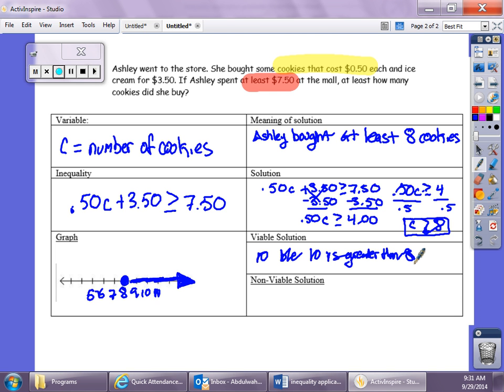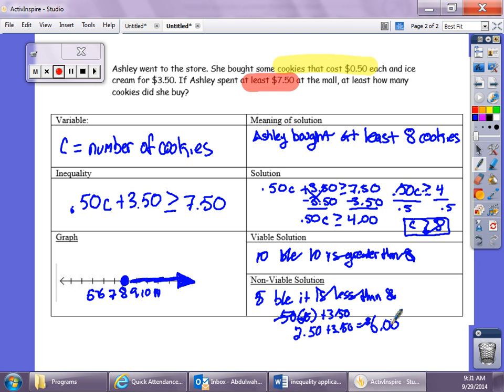And a non-viable solution would be something less than 8, so we could say 5, because it's less than 8. And then we could plug 5 in. So if we do 0.50 times 5 plus 3.50, which 0.50 times 5 is $2.50, plus $3.50 is a total of $6, which is not more than $7.50.